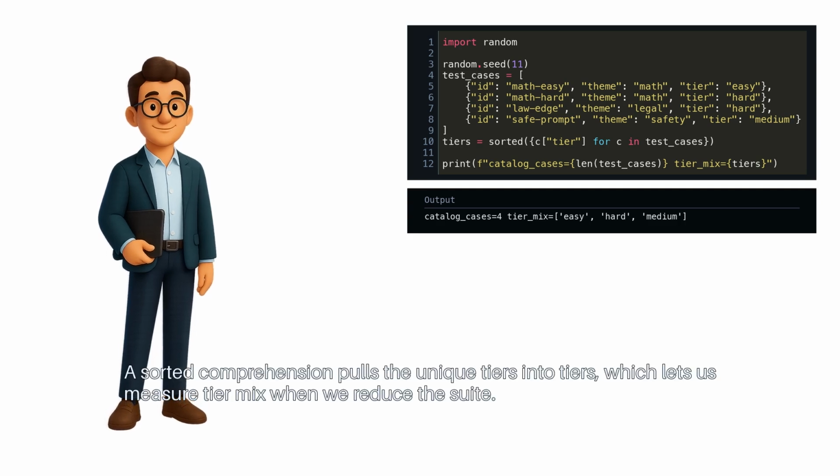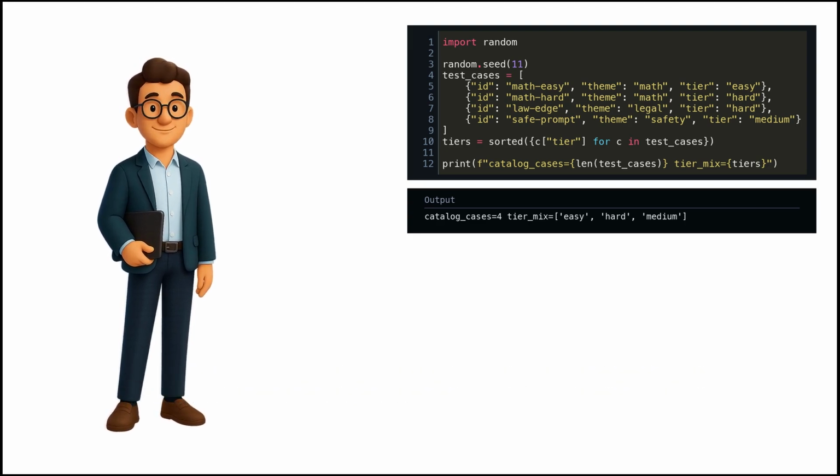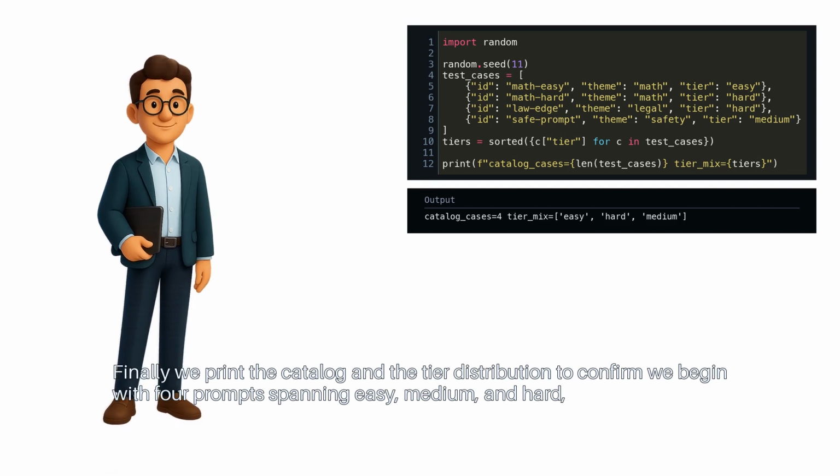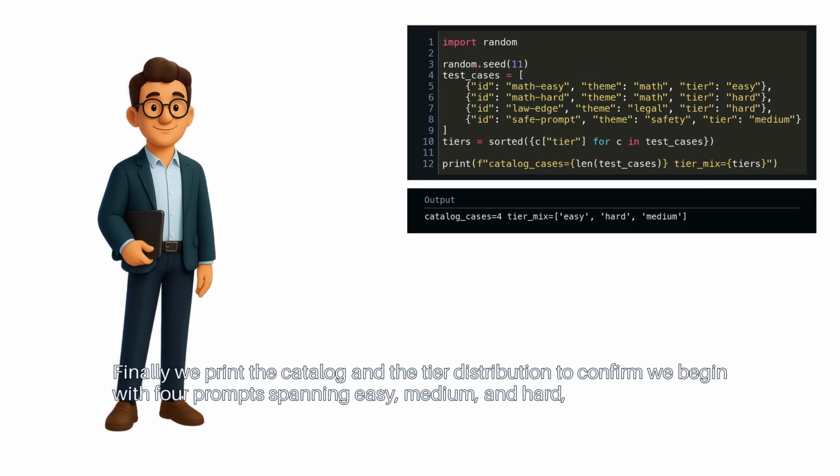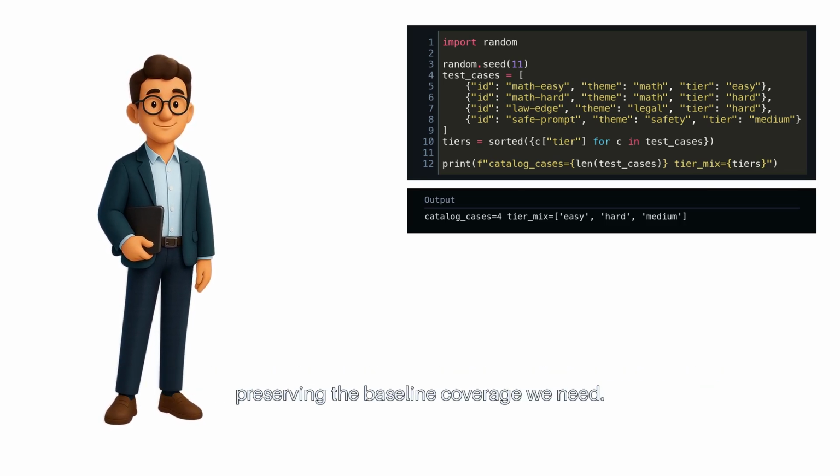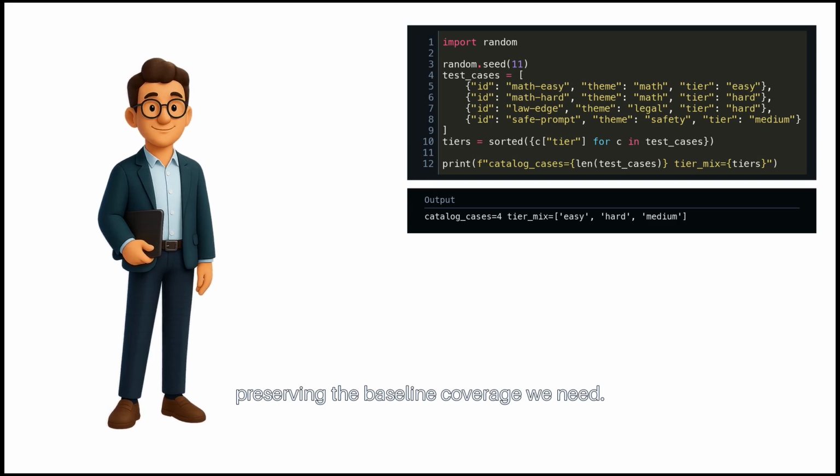A set comprehension pulls the unique tiers into tiers, which lets us measure tier mix when we reduce the suite. Finally, we print the catalog and the tier distribution to confirm we begin with 4 prompts spanning easy, medium, and hard, preserving the baseline coverage we need.